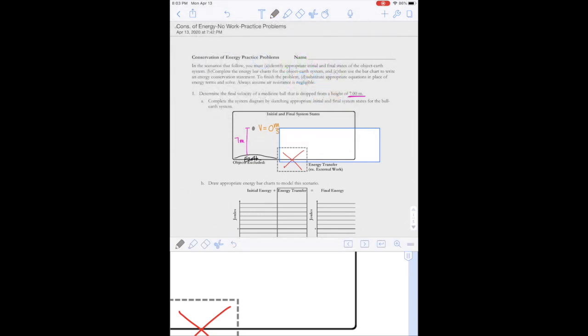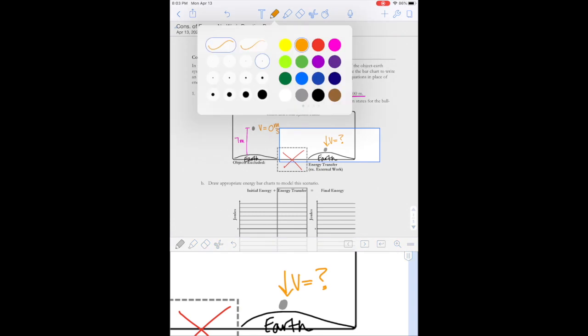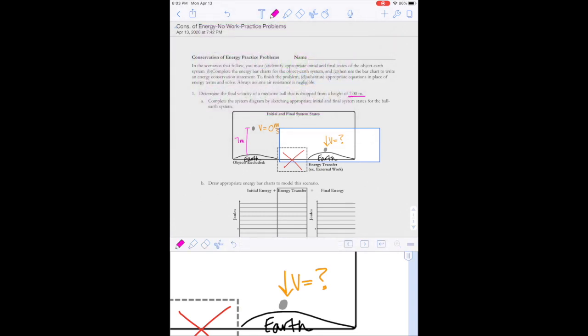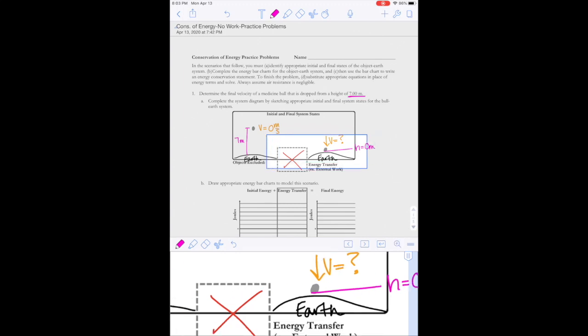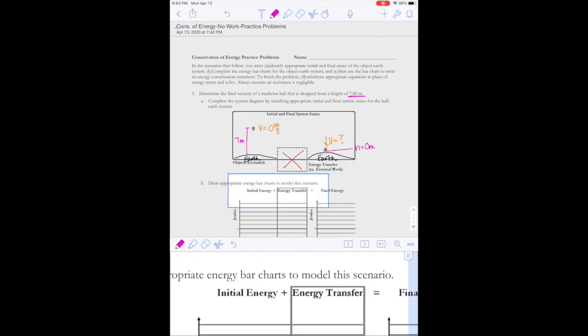All right, so now our medicine ball is going to be reaching the earth. I'm going to draw, again, the medicine ball. Now it's on the earth, and I'm going to add the earth in again. Now we don't know the velocity, but we do know that it's going downwards because it was going towards the earth. And we know that our height is now going to be 0 meters because our medicine ball has reached the earth.